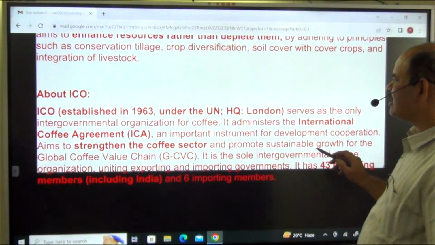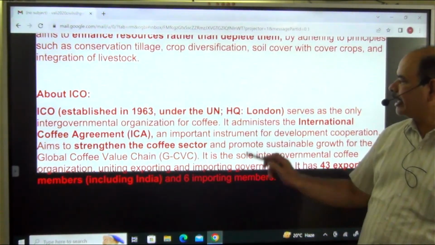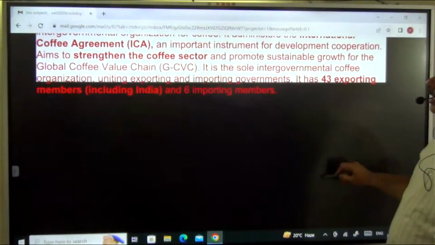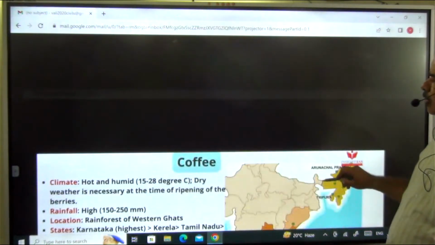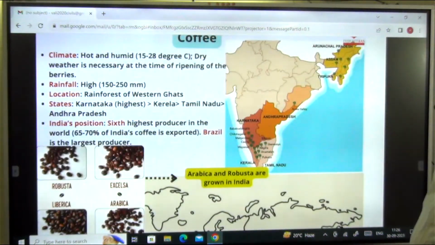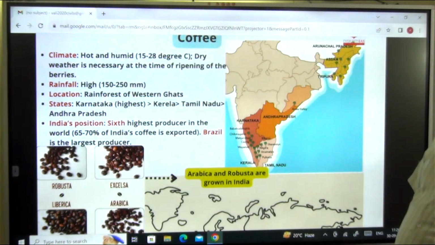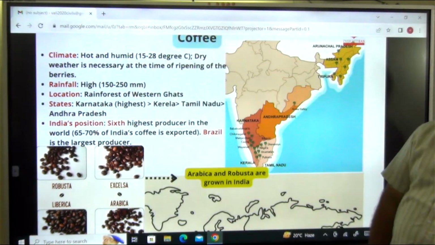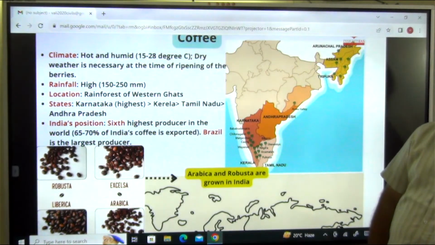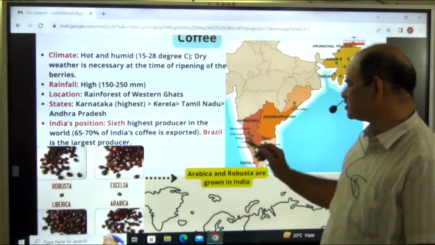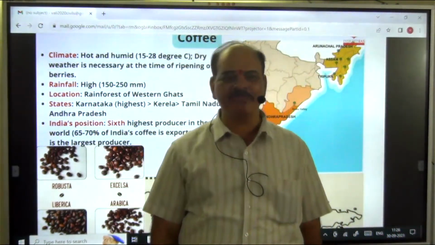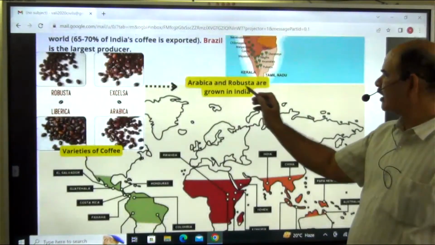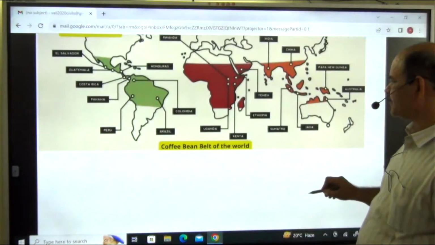International Coffee Organization was established in 1963, headquartered in London under the UN. Remember. And all other things with regard to coffee we have discussed in our routine classes. Climate hot and humid, rainfall, and coffee is grown under the shade. Karnataka is the highest producer, followed by Kerala, Tamil Nadu, Andhra Pradesh. Andhra Pradesh's Araku coffee also has the GI tag. We have discussed Araku coffee in our routine classes. Remember, Arabica and Robusta are the varieties grown in India.